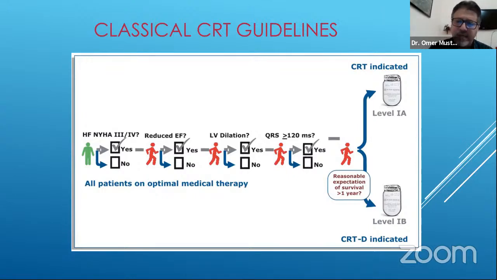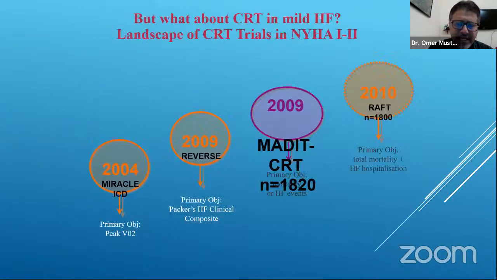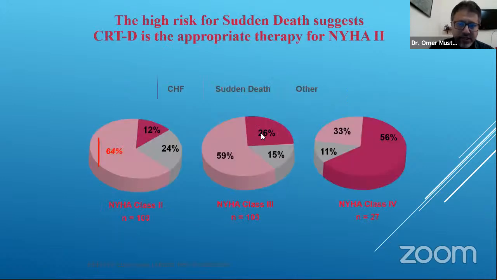Then you need to add a CRT-D with it. I will just come to that. So these are a few landmark trials which show how CRT is helpful even in mild heart failure. REVERSE, MADIT-CRT, RAFT, all showing how it helps in mild heart failure. Now just look at the sudden death column. So almost 64%, 59%, and 56%. It's 33%, sorry. So it is so much more common in class 2 heart failure.